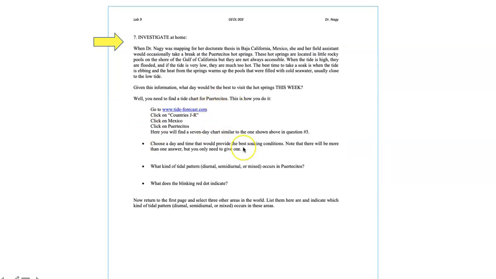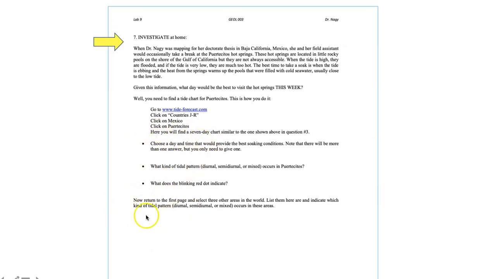And then finally, you're going to do a little investigation at this website. I just checked the website. It works. It's all good. Of course, it's been updated, so you don't have to quite follow these instructions. It says click on countries J to R, click on Mexico. Instead, you just have to type in the word Mexico. Then you actually can click on Puertecitos, and it asks you to describe what's going on in that tide chart. And so I'll let you read these questions.